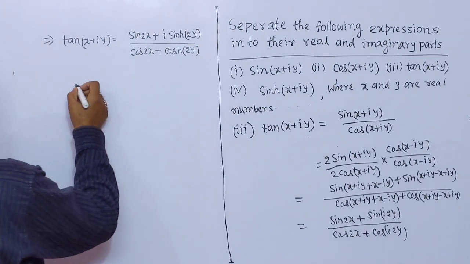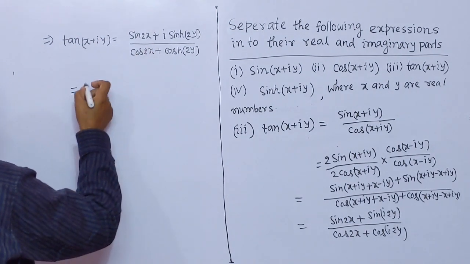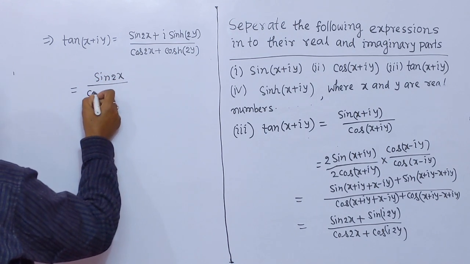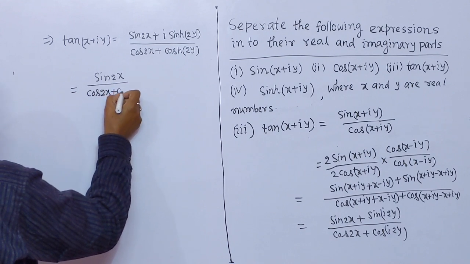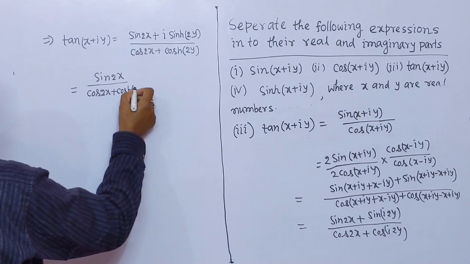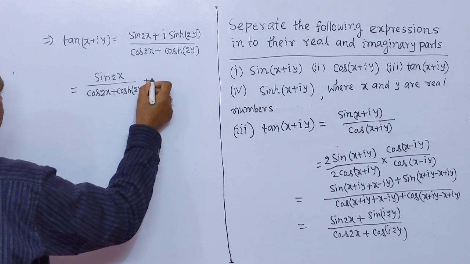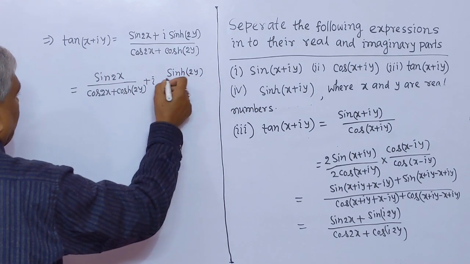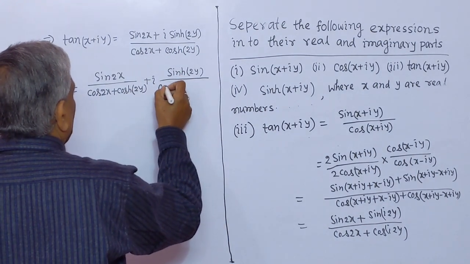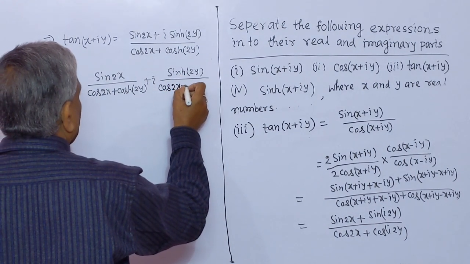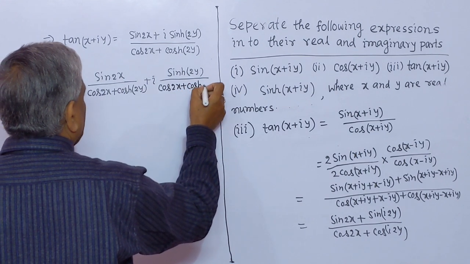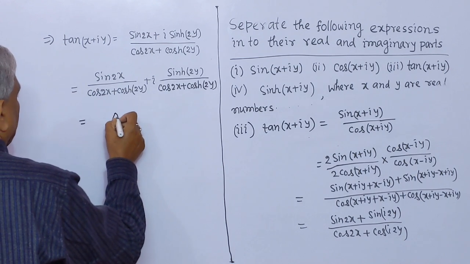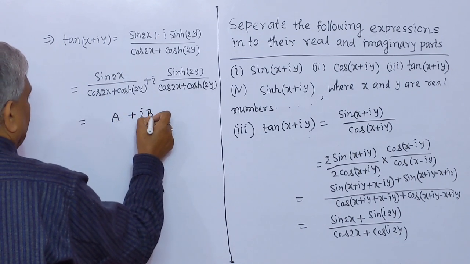So we separate this in real and imaginary parts. Sin 2x by cos 2x plus cosh 2y plus i sinh 2y by cos 2x plus cosh 2y. This is of the form A + iB form.